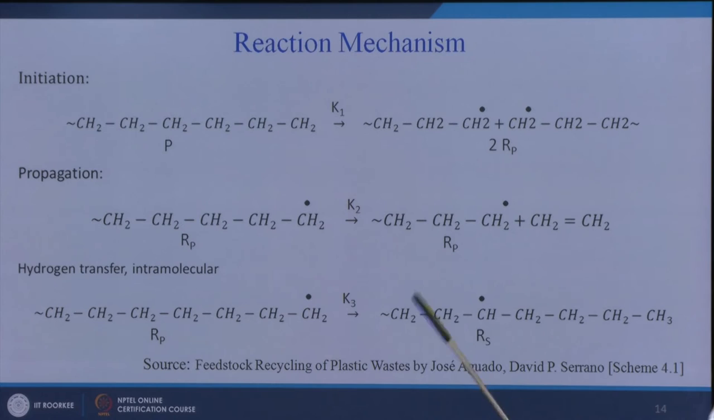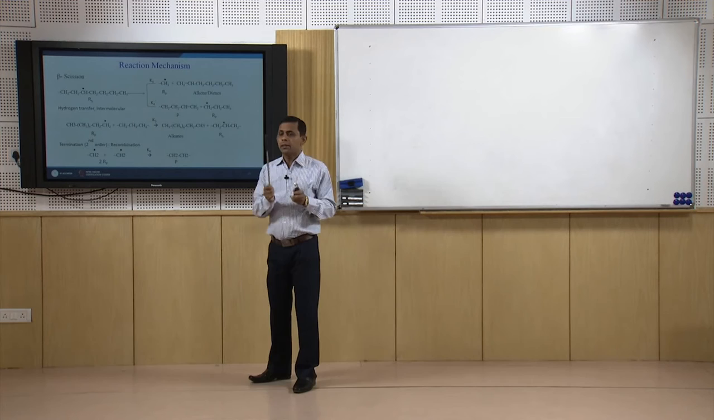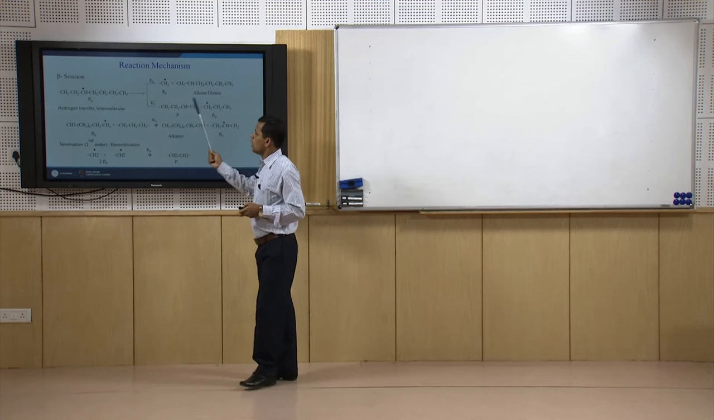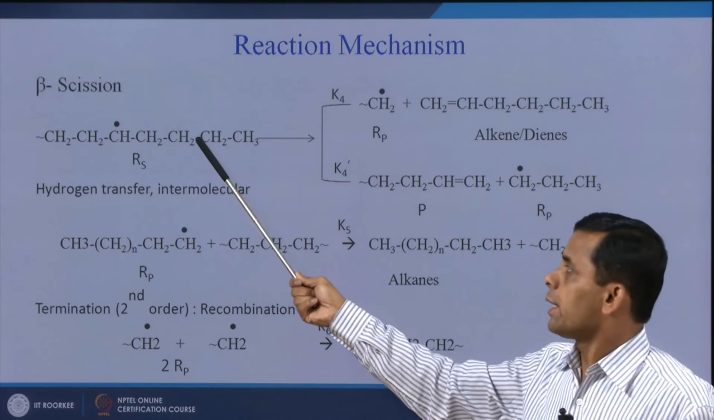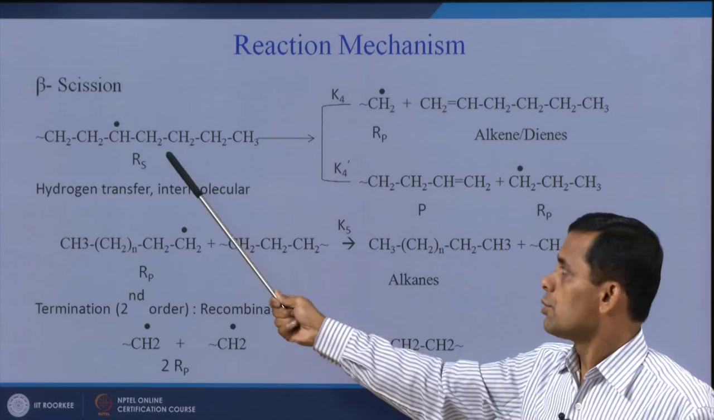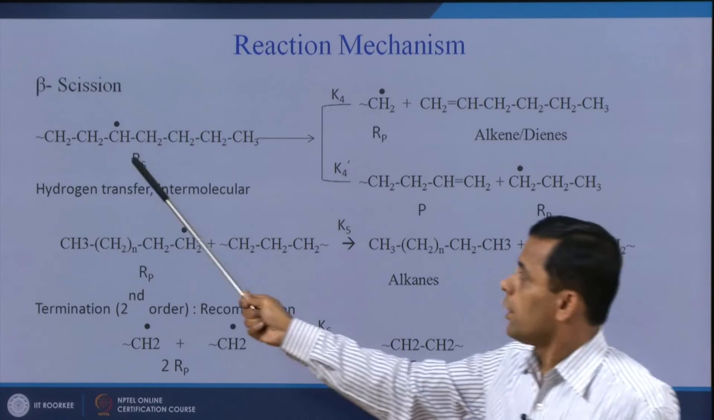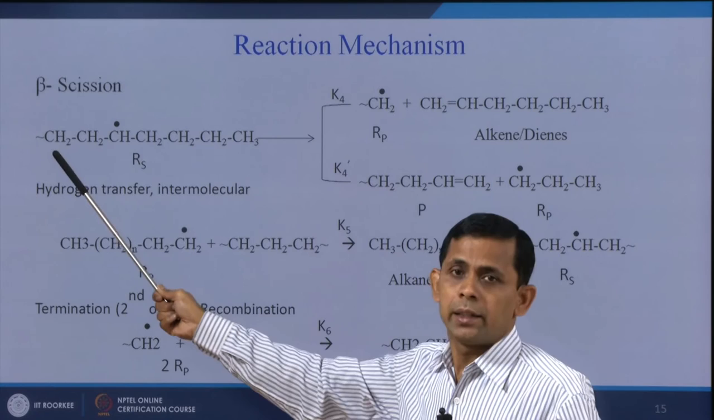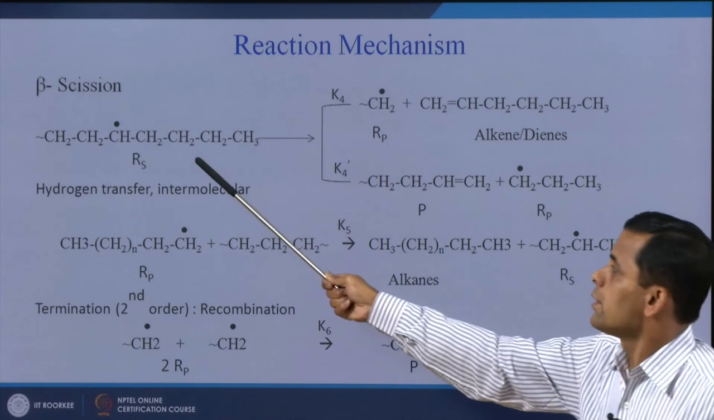The next step is beta-scission. Beta-scission means there will be some breaking in this free radical and a smaller molecule will be formed. If we have one free radical at this carbon position, beta-scission means the breakdown of the chain will take place at the beta carbon. So this is the alpha carbon, this is the beta carbon, and here also alpha carbon, and here also beta carbon. By this scission we will get two routes, K4 and K4 dash. Assuming this is shifting to this, we get this free radical CH2 dot, and the rest forms a double bond, so we get CH2 CH CH2 CH2 CH3.